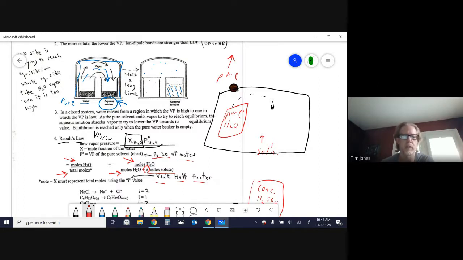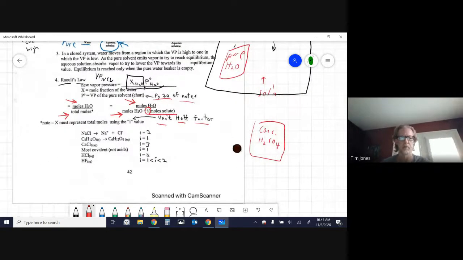And the i value is how many particles something splits into. So if we go through some examples, sodium chloride splits into a sodium and a chloride. So that's 2 particles, so it has an i value of 2. In the case of glucose, the molecules separate from each other, but they stay intact. So they don't split into pieces, so the i value is 1. Calcium chloride splits into calcium and a chloride and a chloride. So that's 3.